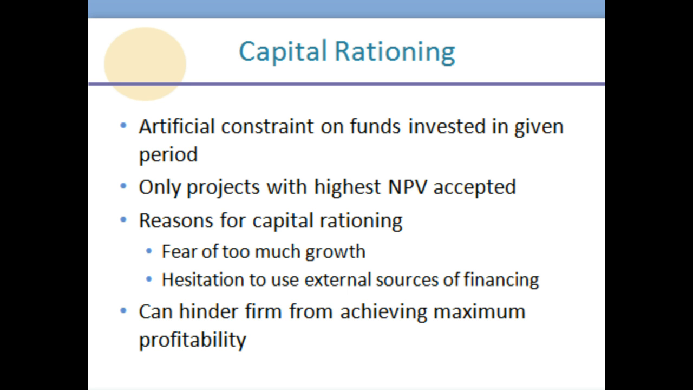Capital rationing is where management may artificially constrain the amount of investment expenditures. Under capital rationing, some acceptable projects may be declined due to management's fear of growth or hesitancy to use external financing. Under capital rationing, projects are ranked by NPV and accepted until the rationed amount of capital is exhausted.